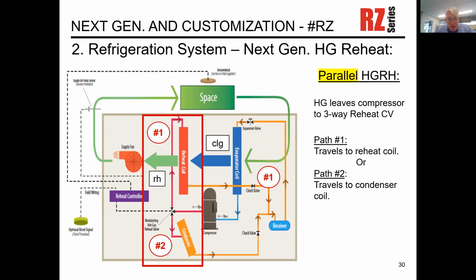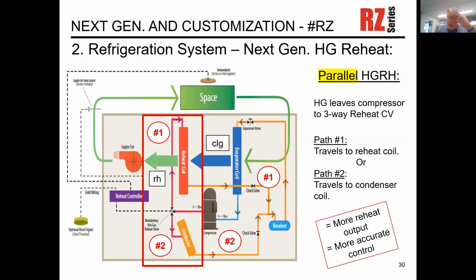And then section two, or path number two, is leaving a different port on your hot gas reheat valve and traveling to the condenser, and then back to your liquid line receiver, upstream of your expansion valve. So with this arrangement, I have the ability to have more reheat output available. I don't have to discharge some of that reheat through your condenser coil. And then you will end up getting more accurate capacity control with this arrangement.